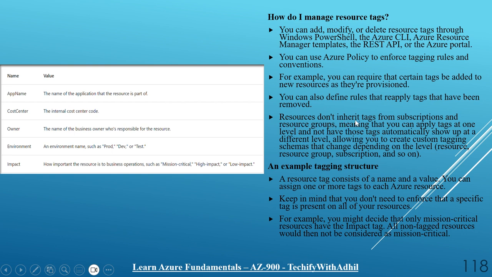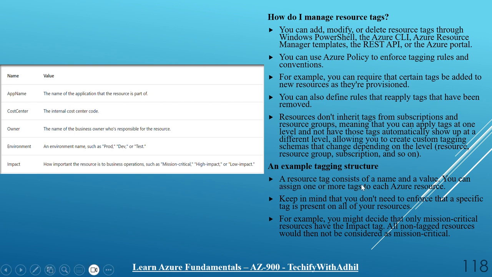So resources don't inherit from subscriptions and resource groups, meaning if a resource group or a subscription has a tag, it is not inherited, and those tags don't automatically show up at the different level, allowing you to create custom tagging schemes that change depending on the level. So if you have a tag on the resource group or on the subscription, it's not inherited. At the next level, the tags have to be unique, so only if you create the tag on that resource particularly, it will have it.